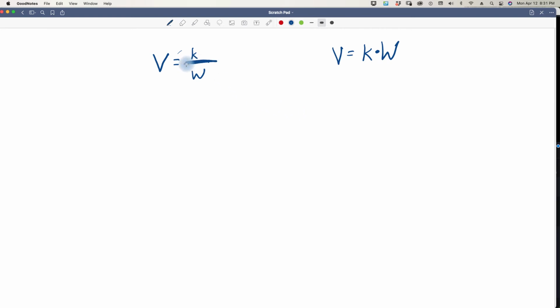Inversely proportional, we're going to have division. So division is inverse. Multiplication, when you multiply, it is direct, or directly. All right, think of it like this. The inverse operation of multiplication is division. You'll get it, I promise you.